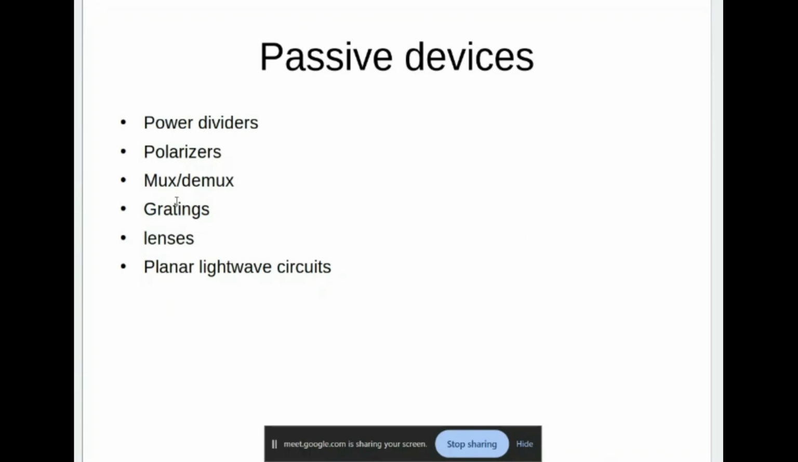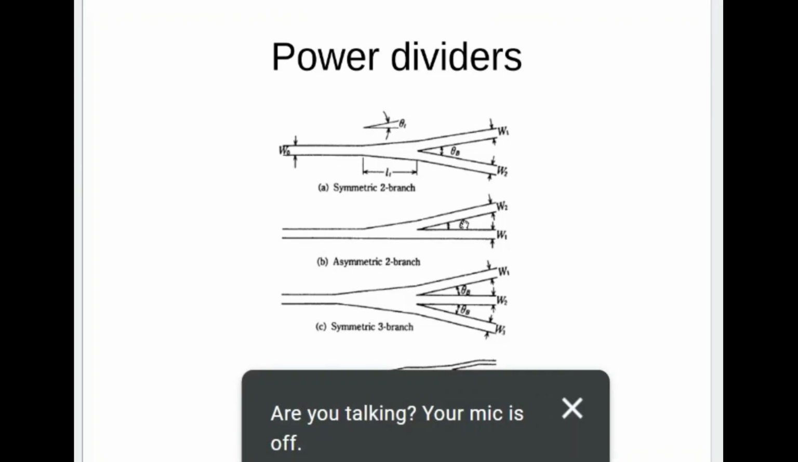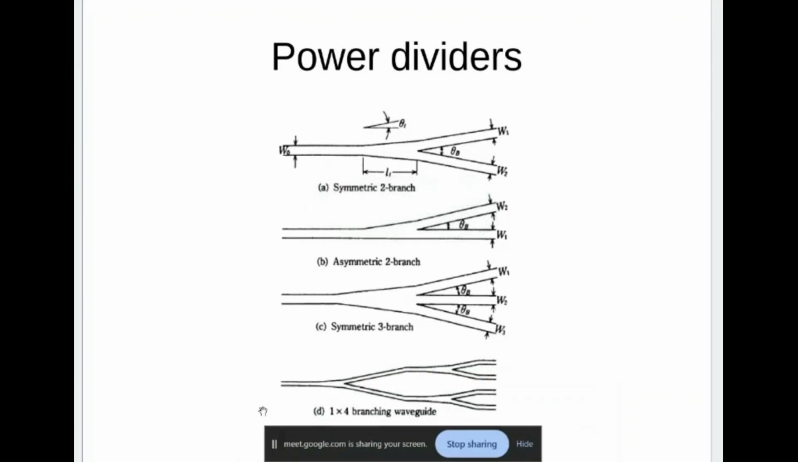I'll show you some passive devices like couplers, dividers, polarizers, mux, demux, gratings, lenses. All these can be done on the chip, and people have done that. This is a top view of some power dividers. By lithography, you make patterns like this and diffuse, and you get these devices. So you can launch light into this and get the power divided. Similarly, you can tap a small portion depending on this angle. You can get a small fraction at the output port W2. Similarly, you can make 1 by 3. You can cascade 1 by 2 into several pieces.